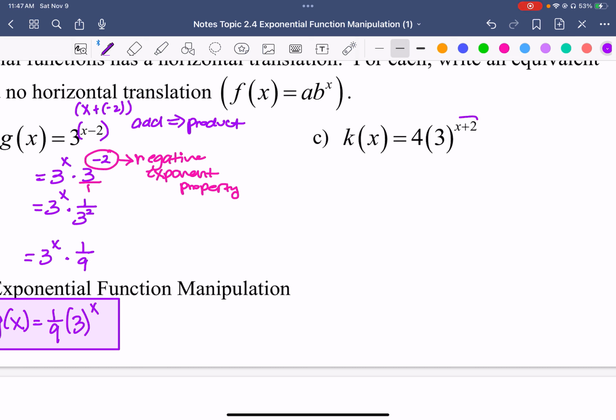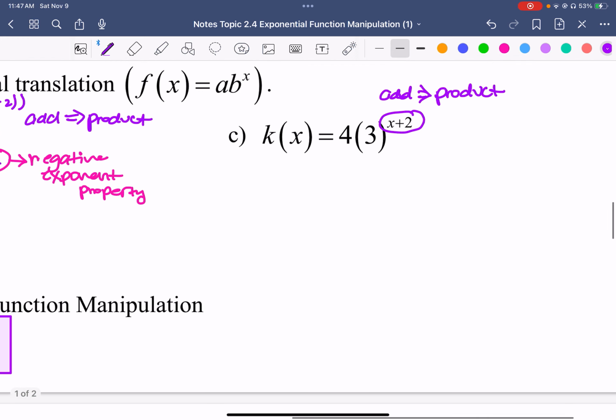So again, I have addition in the exponent, so I'm going to use the product property. Okay. Now there's a 4 on the outside. That 4 is not also being raised to the power of x plus 2, because these parentheses here tell you that this x plus 2 is only being applied to the base of 3. So this 4 right now, I'm not going to touch it, but I will apply the product property to 3, and I'm going to do 3 to the power of x times 3 squared.